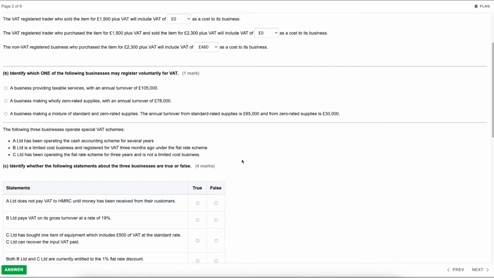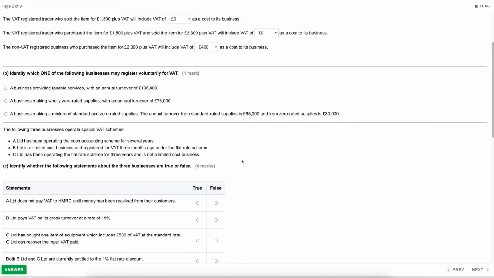105,000. Now remember, for the Finance Act we are dealing with, the VAT threshold is on turnover of 85,000. So once you hit that 85,000, the business must register for VAT. So in this scenario, this business has an annual turnover of 105,000, so they wouldn't be voluntarily registering for VAT. They would have had to have registered for VAT. So that would not be a correct option.